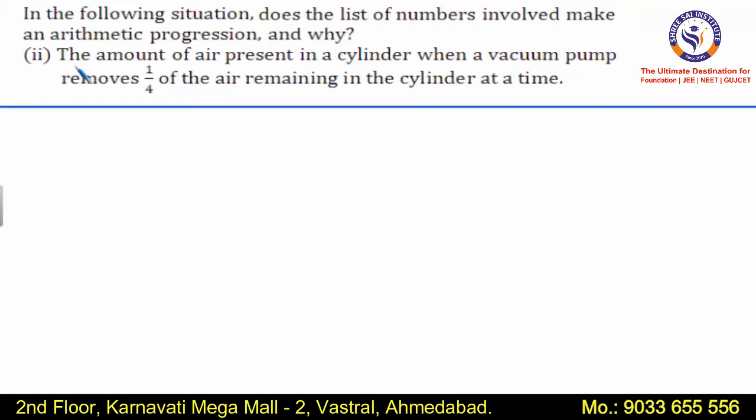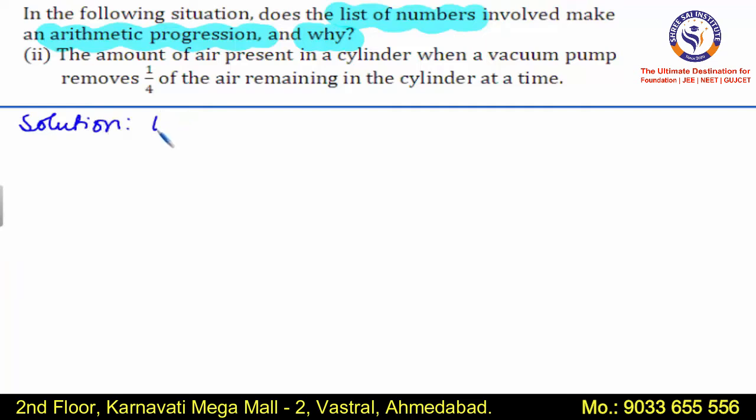In this question, we are given the amount of air present in a cylinder when a vacuum pump removes 1/4 of the air remaining in the cylinder at a time. We have to check whether the list of numbers involved in this make an arithmetic progression, and if yes, then why? Let us begin with the solution.